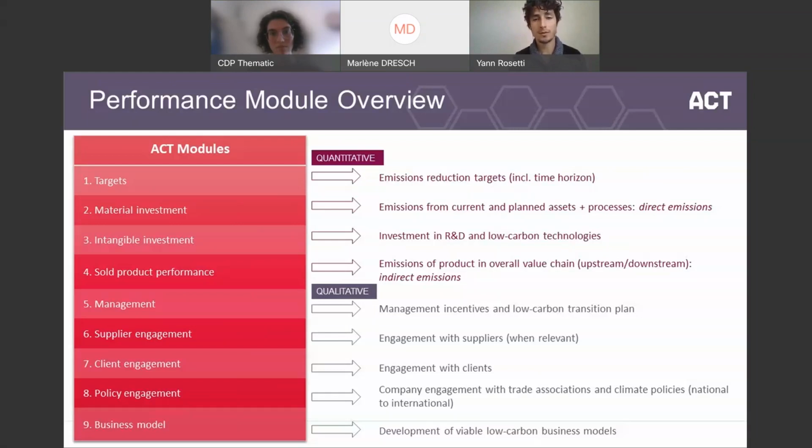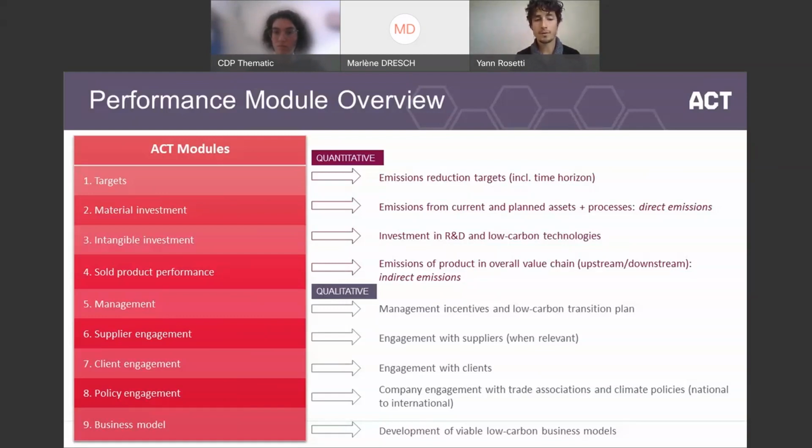The first one is taking a look at the emissions reduction targets of the company, including the time horizon, if any, that is defined. Module number 2, material investment, is considering the emissions from current and planned assets and the processes. So it relates to the direct emissions falling into the scope of the company. Module number 3, intangible investment, is related to the investment in R&D and low carbon technologies. Module 4, sold product performance, looks at the emissions of the product in the overall value chain. So this time it is the indirect emissions that are assessed.